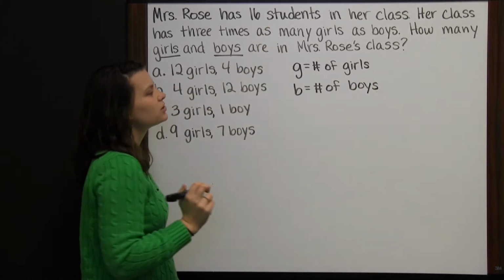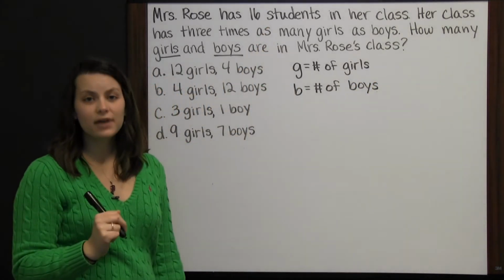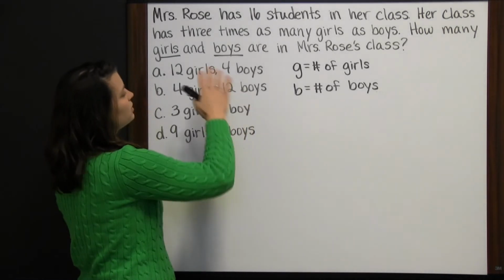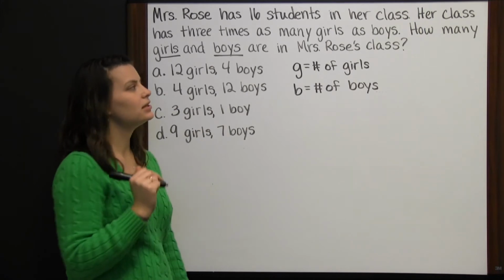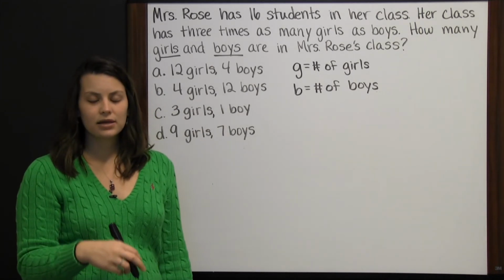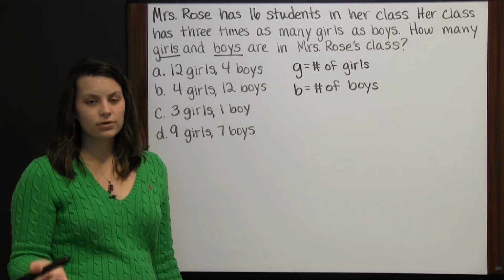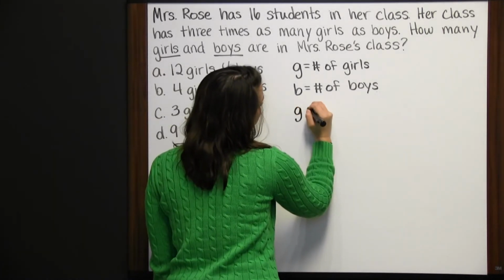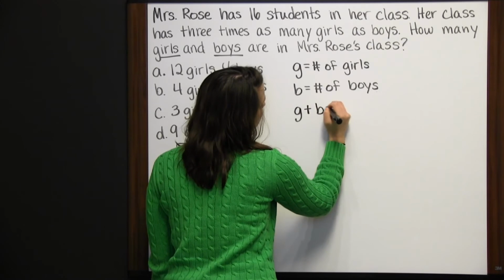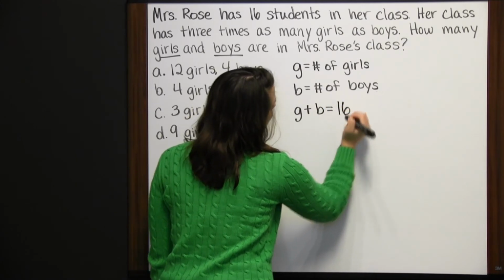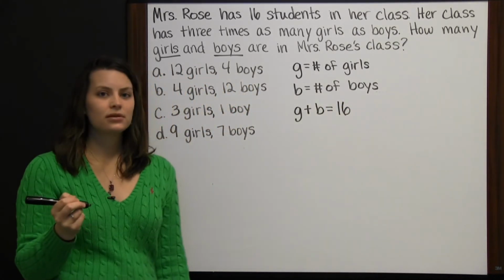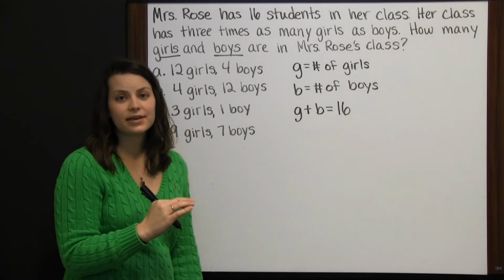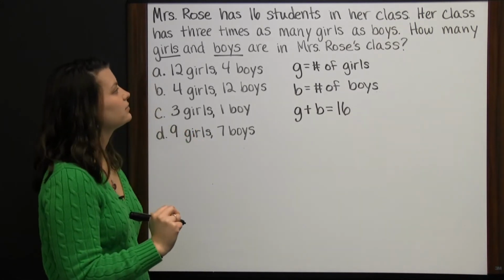Now we can go back to the problem and use these variables to set up equations. So first I see that she has 16 students in her class. That's the total, girls and boys. So the number of girls she has plus the number of boys she has is a total of 16 students. That's one equation.